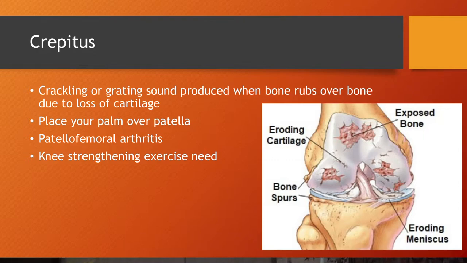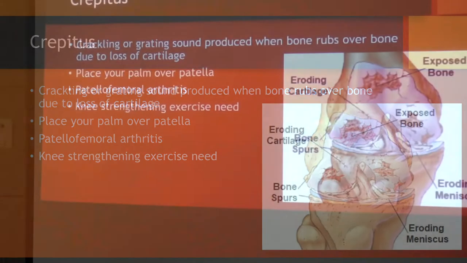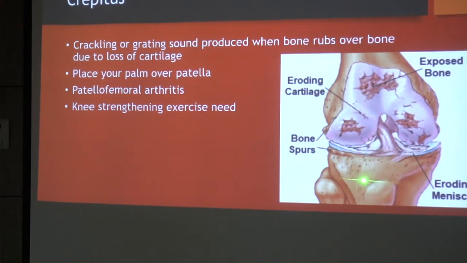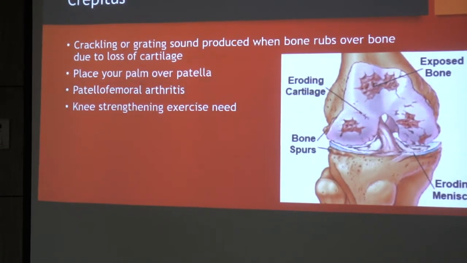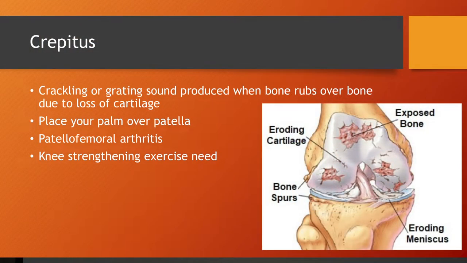Now comes the crepitus. When the cartilage is damaged to a progressive extent, you can feel a crackling or grating sound, because when the cartilage gets damaged and the bone rubs over the bone, it produces a crackling or grating sound. It can be felt if you just put your palm over the patella and ask the patient to flex and extend; you will feel this sound.